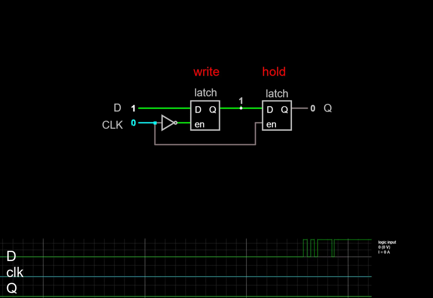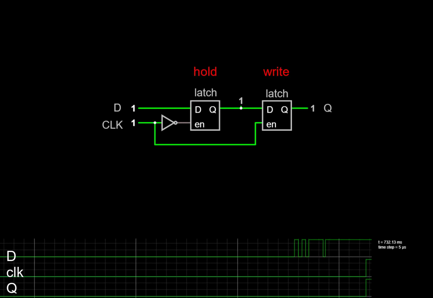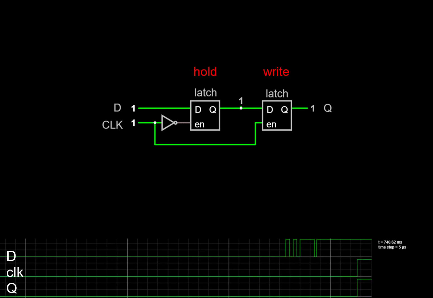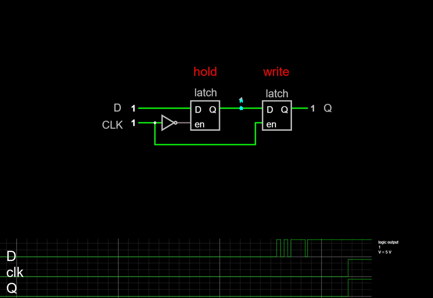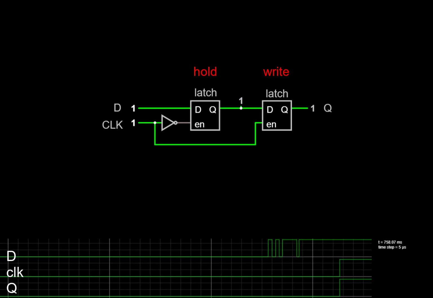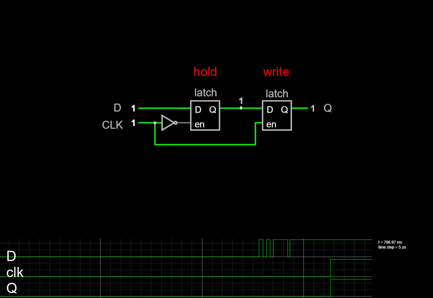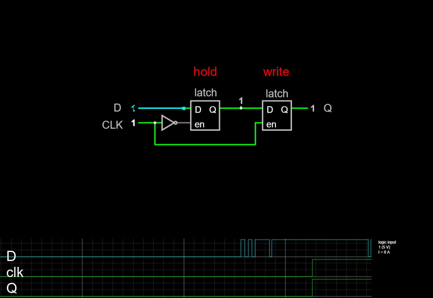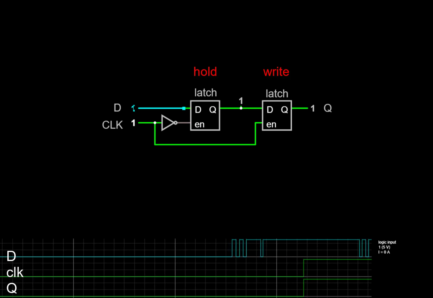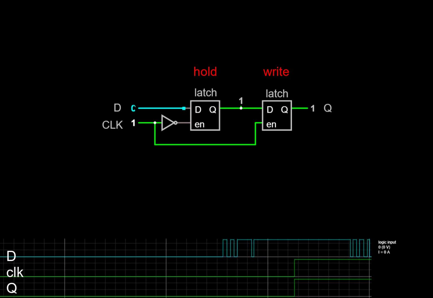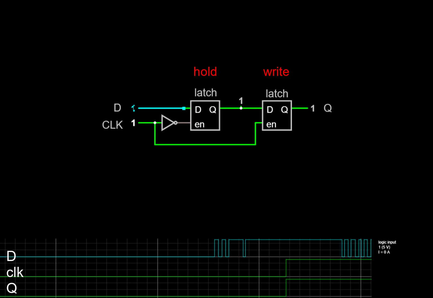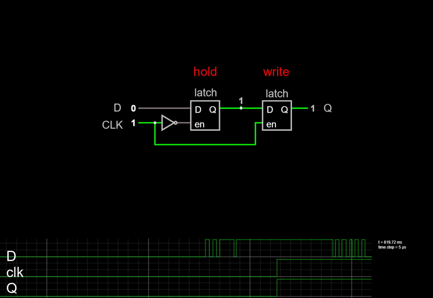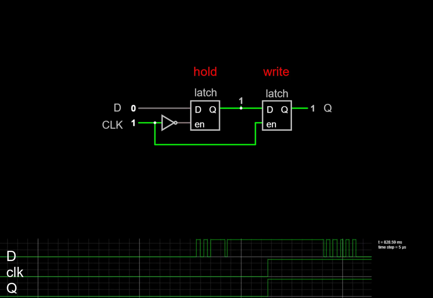Now when we take the clock high, the first latch goes into hold mode while the second latch goes into write mode, so the value at the midpoint shows up at the output. While the clock input is high now, though, we can change the value of the data input, and the midpoint value doesn't change because the first latch is in hold mode. So of course the value of Q doesn't change.